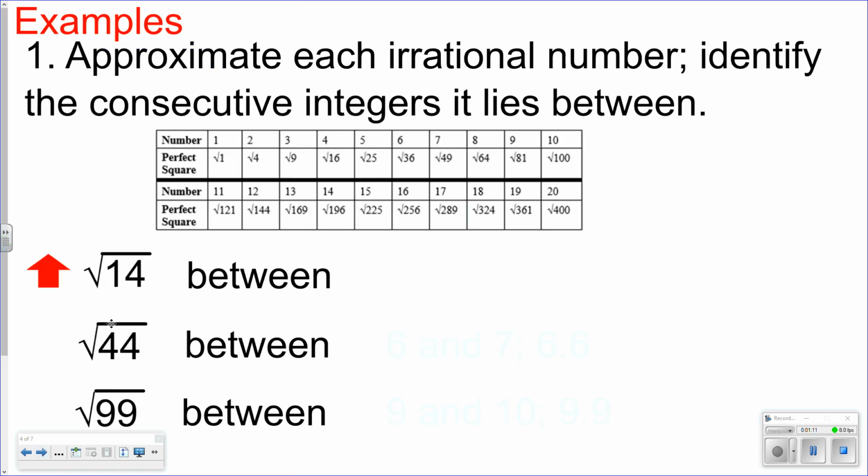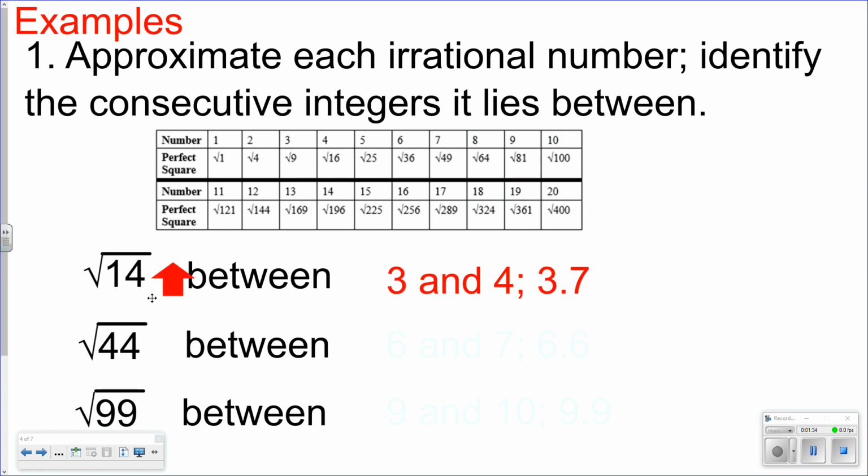So let's do a few more. Approximate each irrational number and identify the consecutive numbers it lies between. So the square root of 14 is here between the square root of 9 and the square root of 16, maybe closer to the 4. So it's between 3 and 4, so I'm going to estimate it to be 3.7.